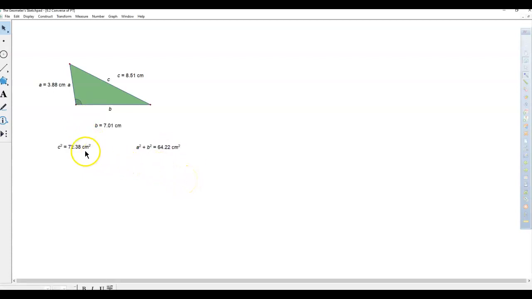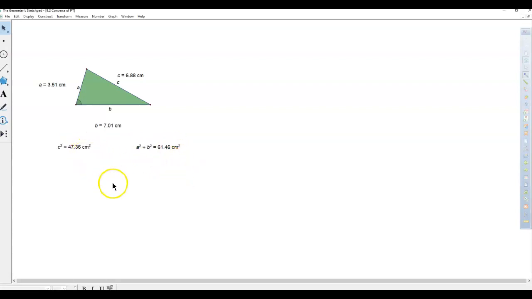So for an obtuse triangle, C squared is greater than A squared plus B squared. Now if I drag this segment that's A back to the right, this vertex, and make it an acute triangle, now I notice that C squared is less than A squared plus B squared. 47.36 is less than 61.46.